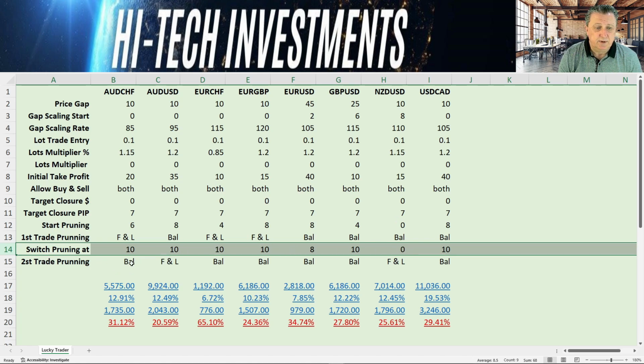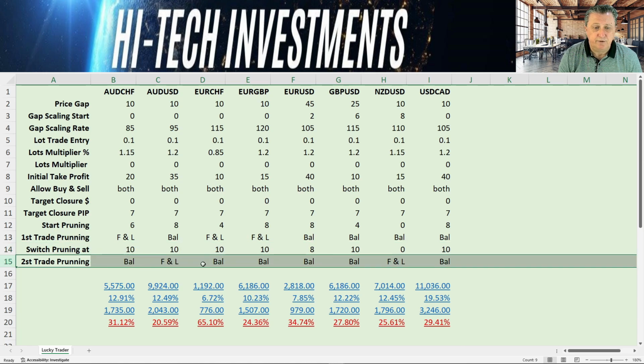And then we're ending up with a bit of a mix here with the balanced and first and last. So again, some have first and last actually starting off as the first one and then go to balance. You have other ones that go balance, balance. And then you have ones that you would normally think you will start off with the balance one and then mix over to first and last, similar to what you have here on the Aussie USD.